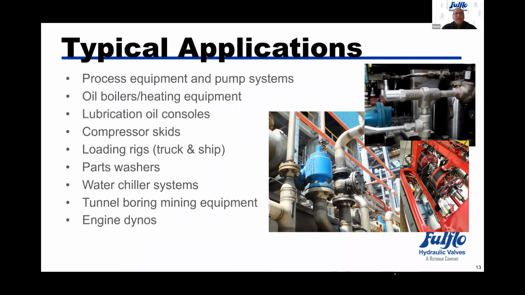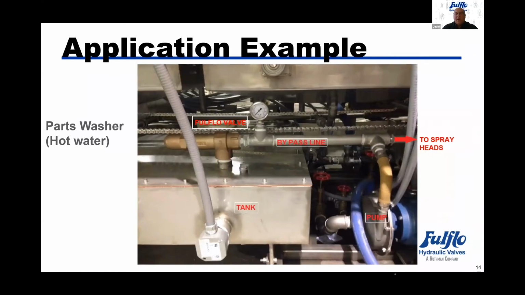Here's an application for a parts washer for a hot water application. On the bottom right, you have the pump pumping to the spray heads. But when the spray heads do not require the flow anymore, you get into a bypass situation. The pressure is backed up into the bypass line. The pressure gauge would then reflect that, and the valve would be dumping the water back into the tank. You can have that spray head be shut off continuously and have a loop out of the pump into the relief valve into the tank for continuous duty.